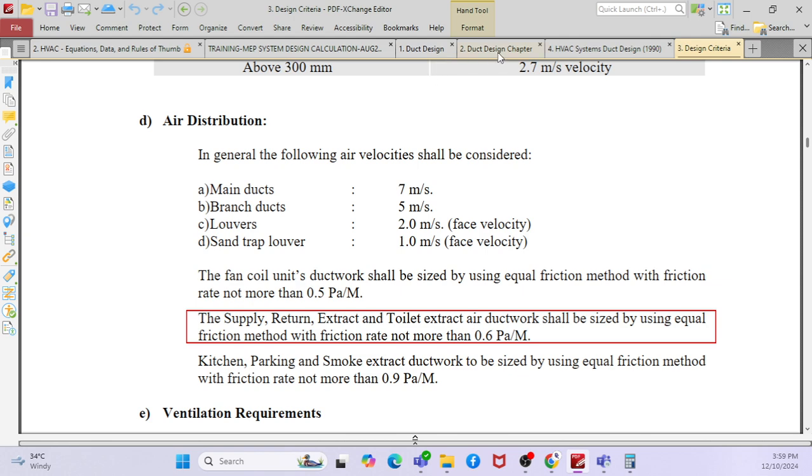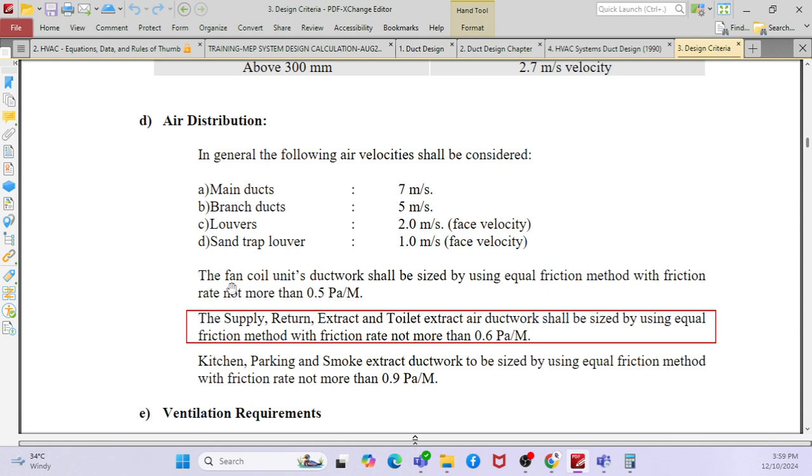If you go to the ASHRAE duct design chapter, what will be the optimum velocity? This is basically based on research, based on different previous experience. Only the velocity is defined. You cannot say it is a rule of thumb, but it is based on research.